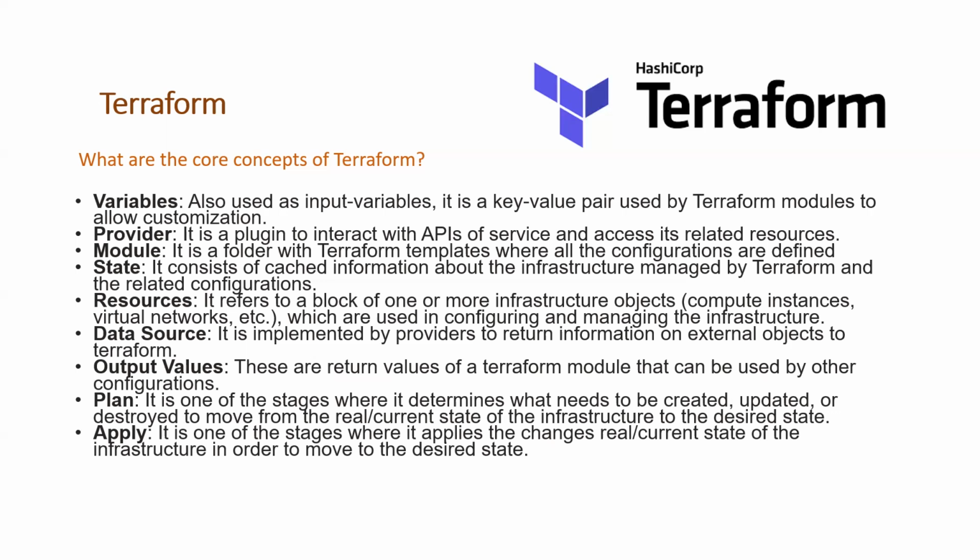Data source is implemented by the providers to return information on external objects to Terraform. So if you want to return some information on external objects, you can use Terraform. For output values, let's suppose you have created a resource, an EC2 machine, and you want the IP of that EC2 machine. With the help of output values, you can easily print the IP of your newly created EC2 machine using Terraform on your terminal.